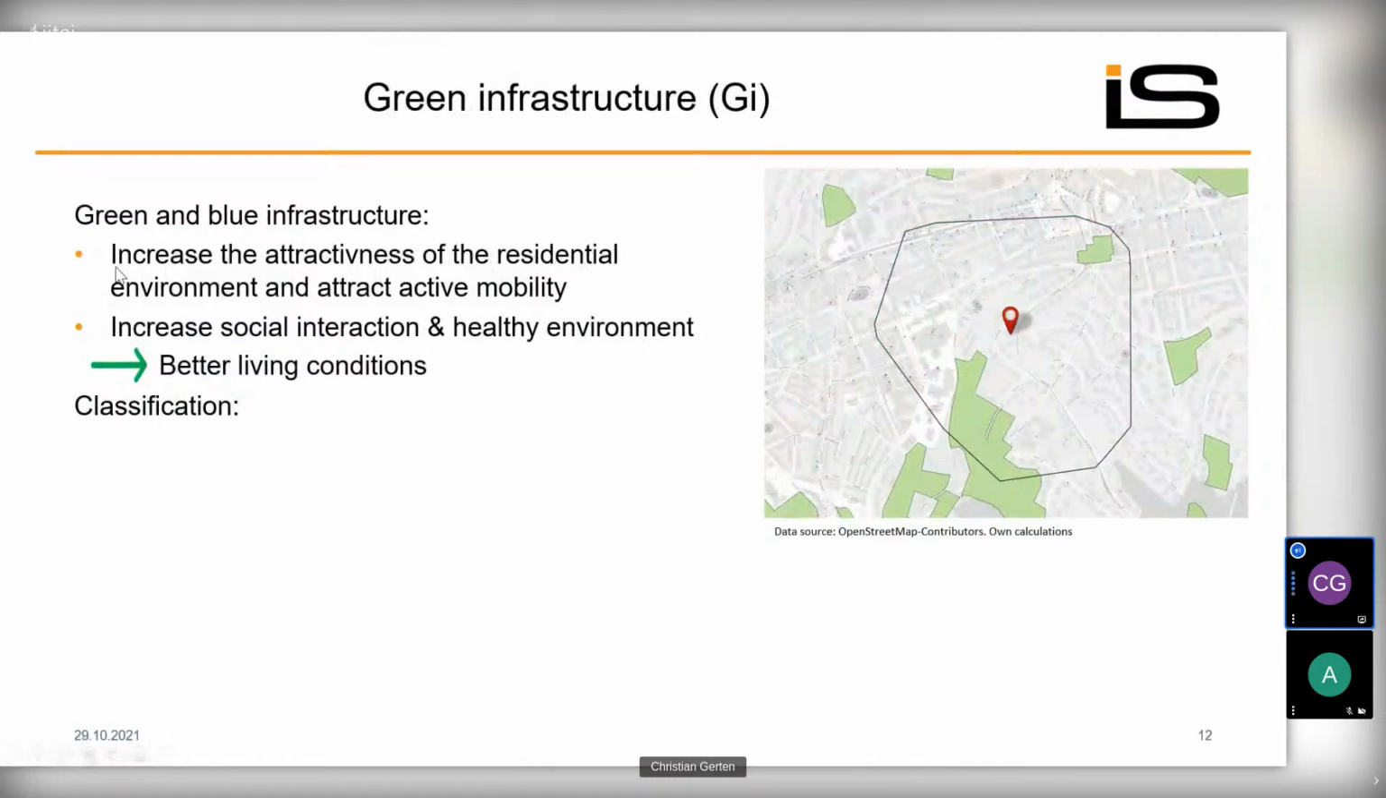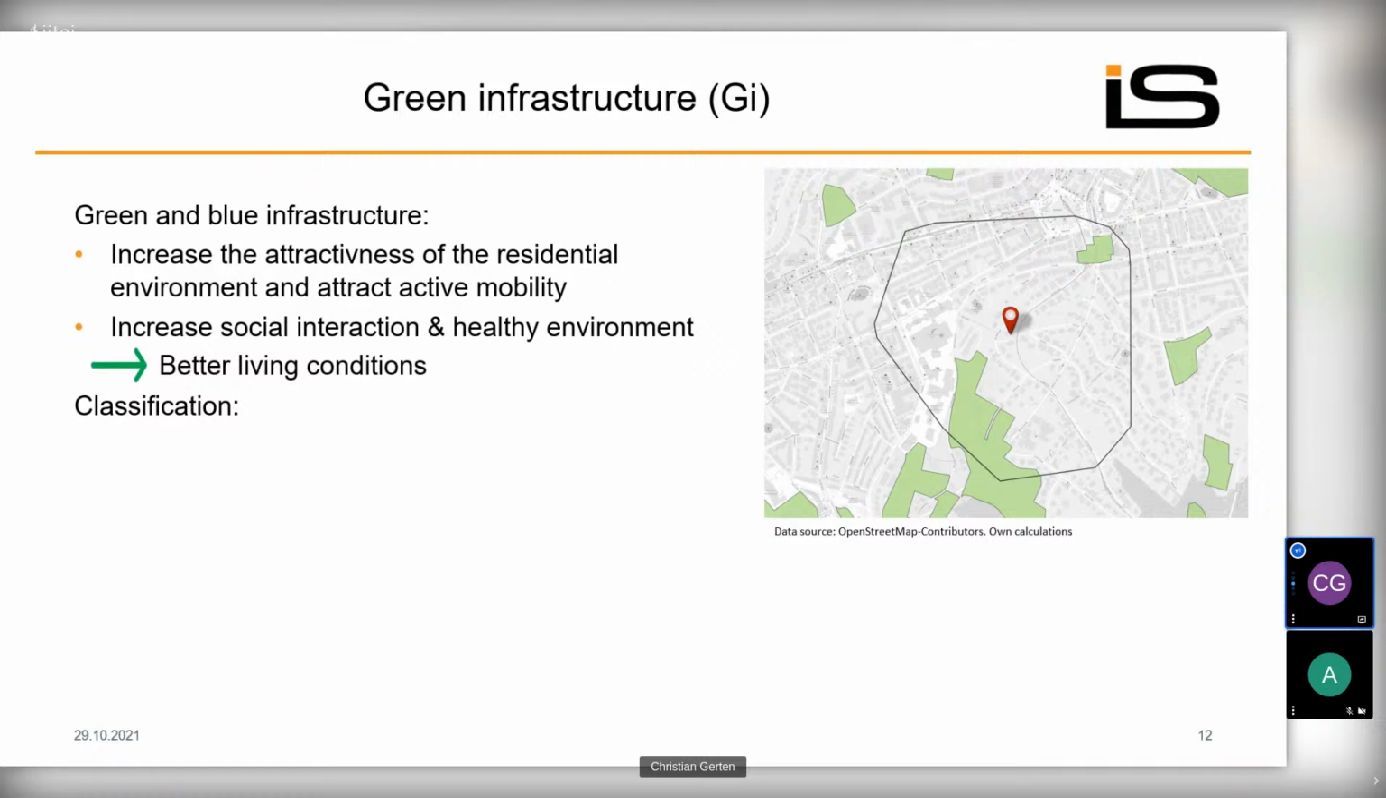The next dimension is the green infrastructure, as this increases the attractiveness of the residential environment and also attracts active mobility. As you all know, if you have green space outside, you're more likely to walk, and it also increases social interaction. If you have a green space outside, you can meet people, for example, and in total, this creates a healthy environment and better living conditions.